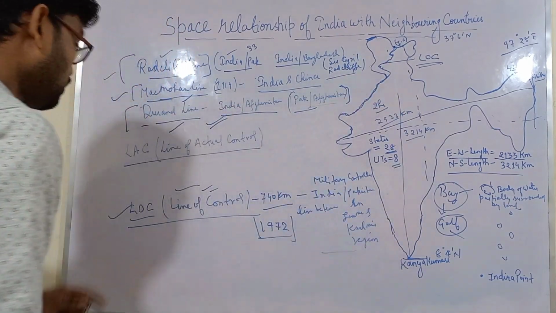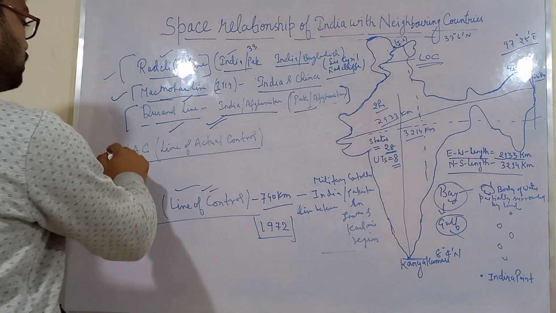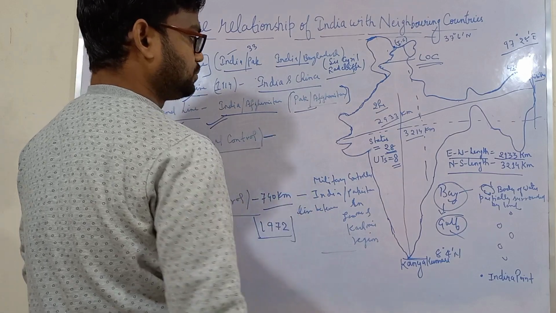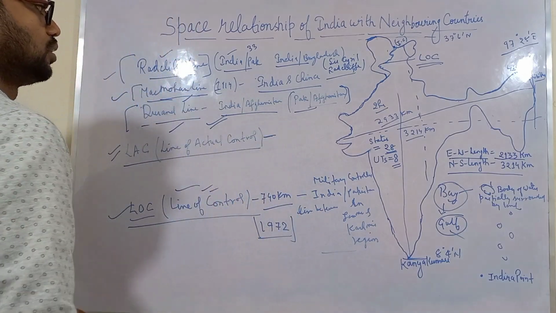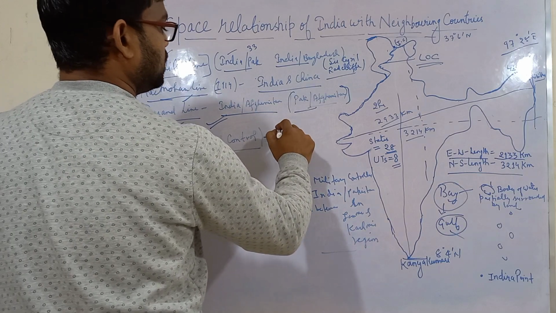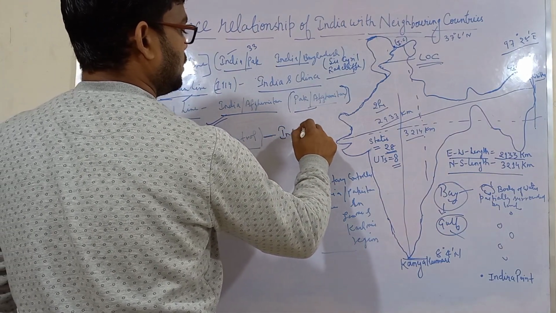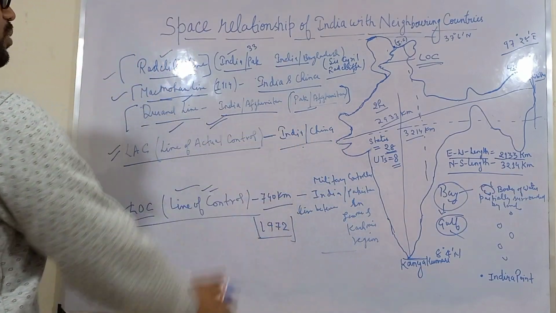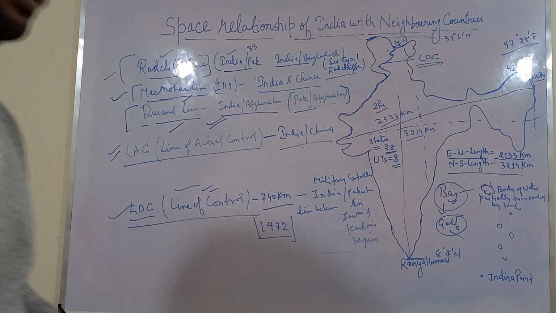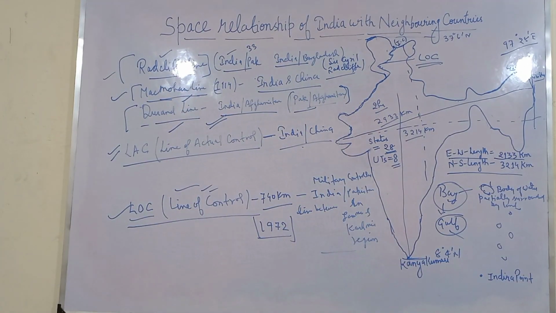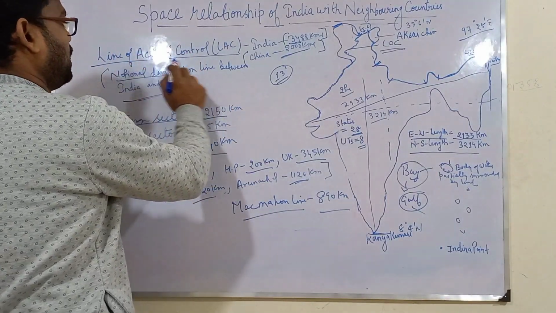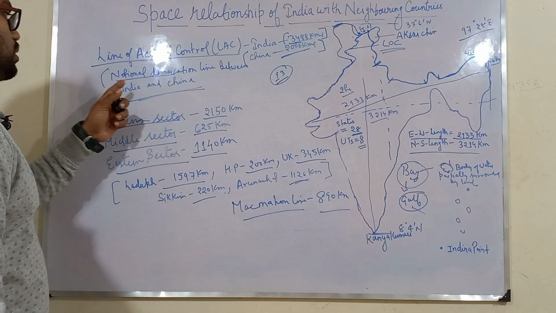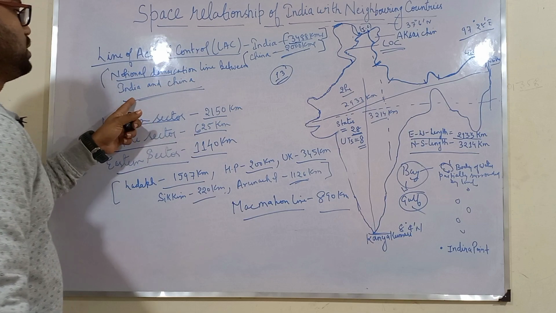Next we have LAC, line of actual control. We will be studying about this in detail. This line of actual control is mainly between India and China. So we will be studying about this. Next we will move to line of actual control. See, this line of actual control is nothing but a notional demarcation line between India and China.